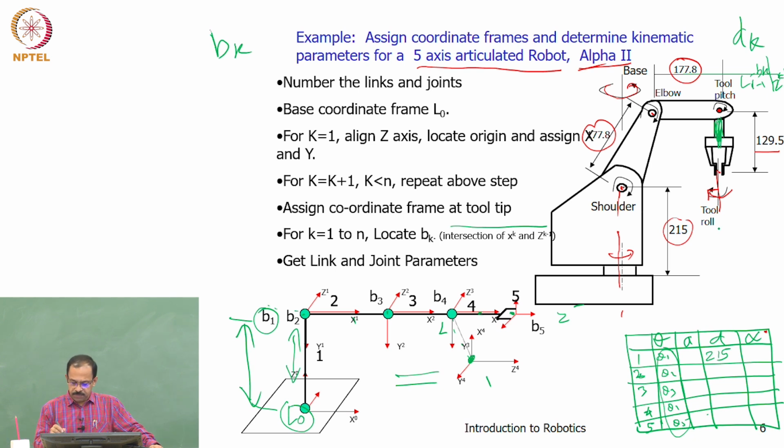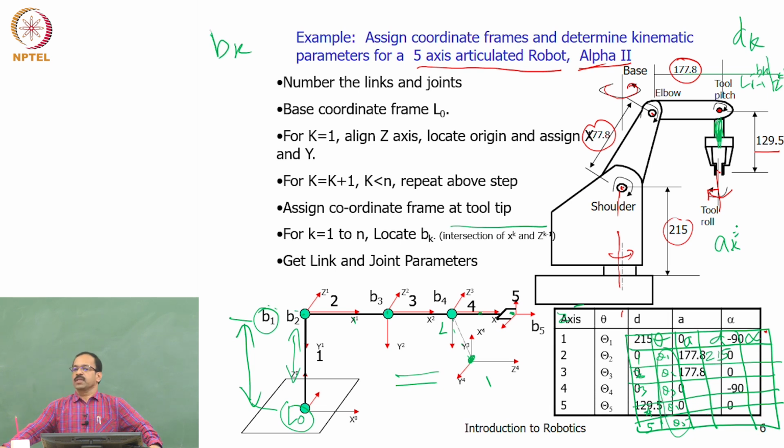What is AK? AK is the link length. AK is defined as the link length measured along Xk from Lk to Bk, right? L1 to B1 measured along X1, that is A1.